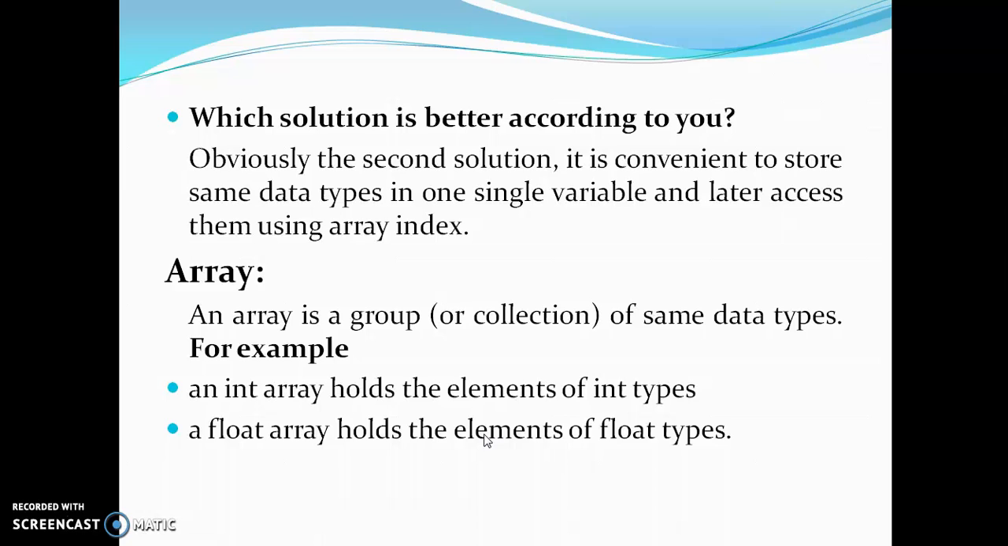Out of the two ways considered for discussion, which solution is better according to you? Obviously, the second solution. It is convenient to store the same data types in one single variable and later access them using the array index. So how can I define an array? An array is a group or collection of the same data type. For example, an integer array holds elements of int type. A float array holds elements of float type.